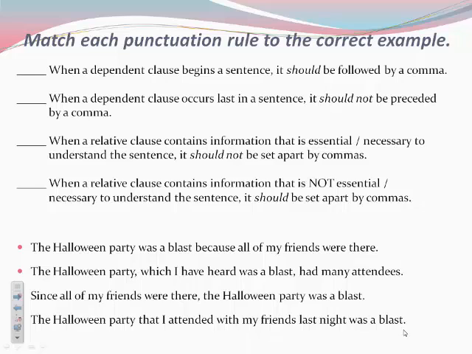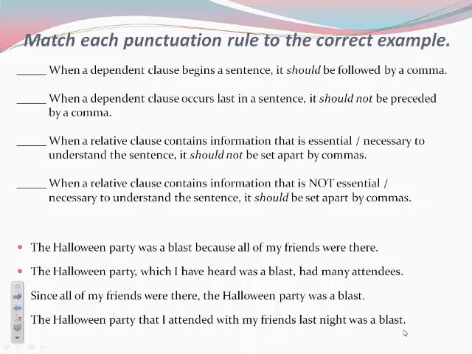The 3rd sentence says, since all my friends were there, the Halloween party was a blast. And the dependent clause there is since all my friends were there. It is a subordinate clause, and it starts the sentence, so it goes with rule 1. When a dependent clause begins a sentence, it should be followed by a comma. And then the 4th sentence, the Halloween party that I attended with my friends last night was a blast. The dependent clause is that I attended with my friends last night, and it is a relative clause, and it goes with the 3rd rule, which is when a relative clause contains information that is necessary to understand the sentence, it should not be set apart by commas, okay?